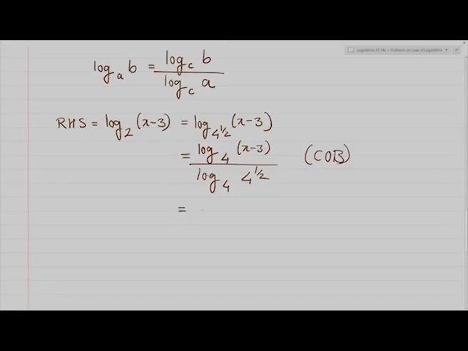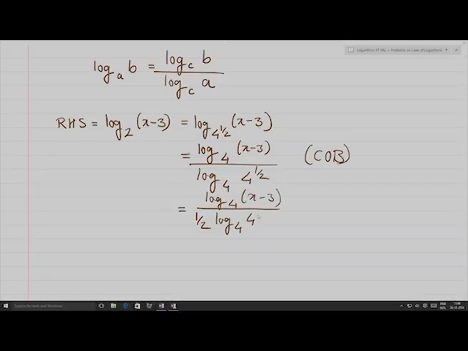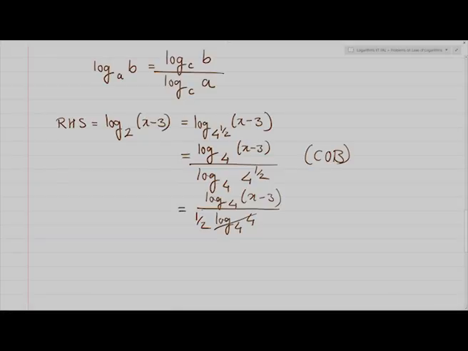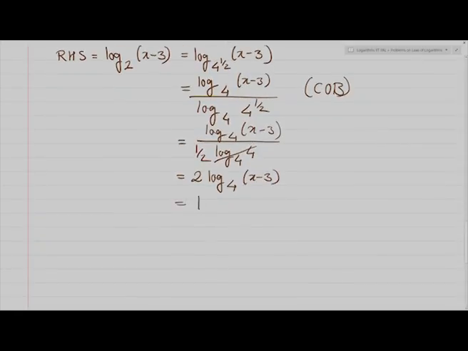You already know by power law the denominator is half times log to the base 4 of 4. Log to the base a of a is 1, that also you know. So this is log to the base 4 of x minus 3. So what will this yield? This will be 1 and this half will become 2. So you will get the right hand side to be equal to 2 times log to the base 4 of x minus 3. Still I cannot use my logarithm equality because this 2 is appearing. So I can again simplify this as x minus 3 the whole square, correct.